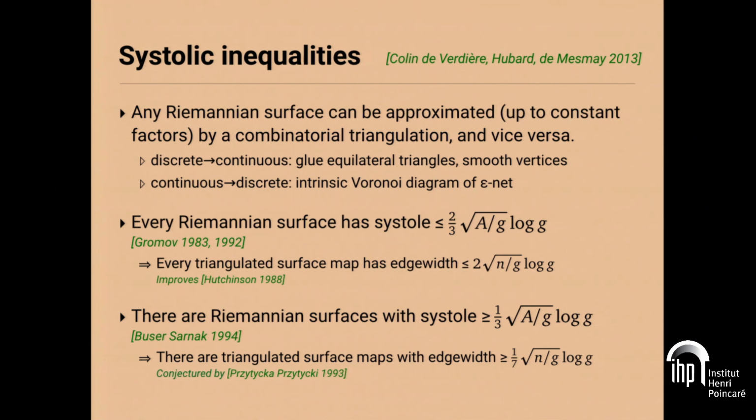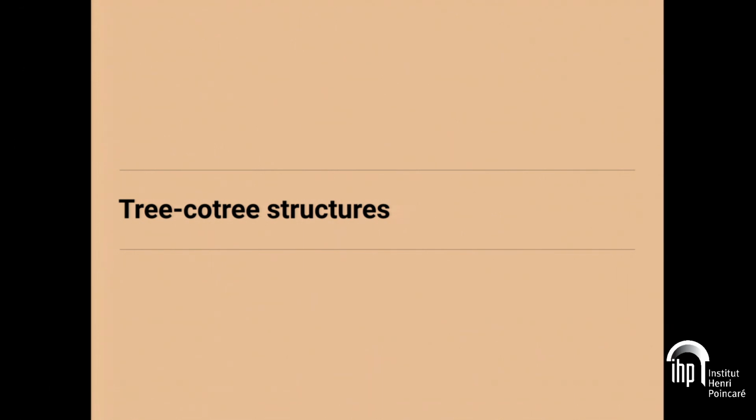The main ideas are, if I've got a discrete triangulation, just pretend every triangle is equilateral, smooth it a little. And if I've got a continuous surface, throw down a dense set of points and compute a Delaunay triangulation or Voronoi diagram, and that discretizes it. And then you get inequalities back and forth. Okay? So this is as much as I'm qualified to say about the continuous world, because I'm not that smart. So let me go back to the discrete world.